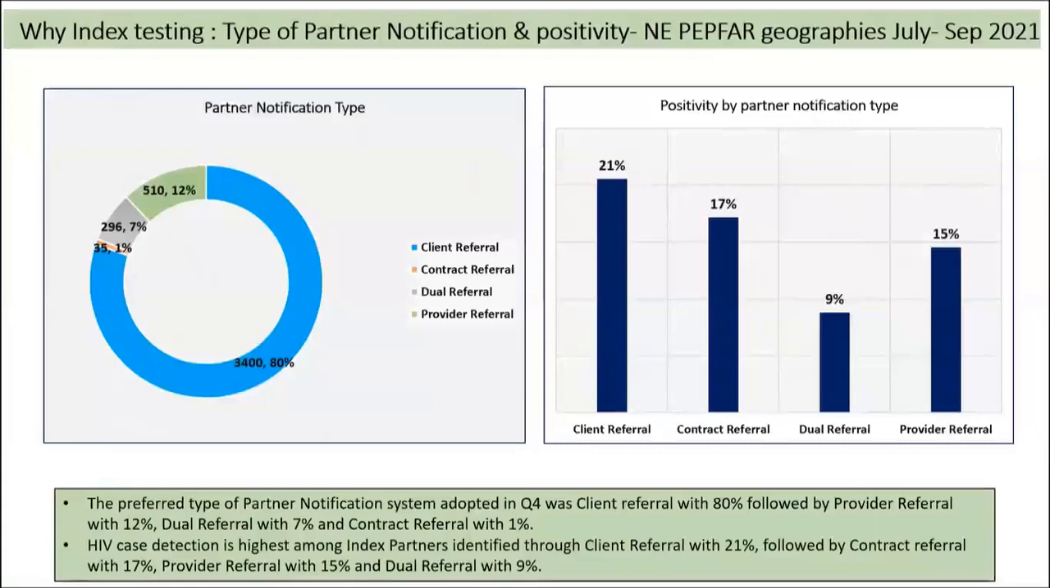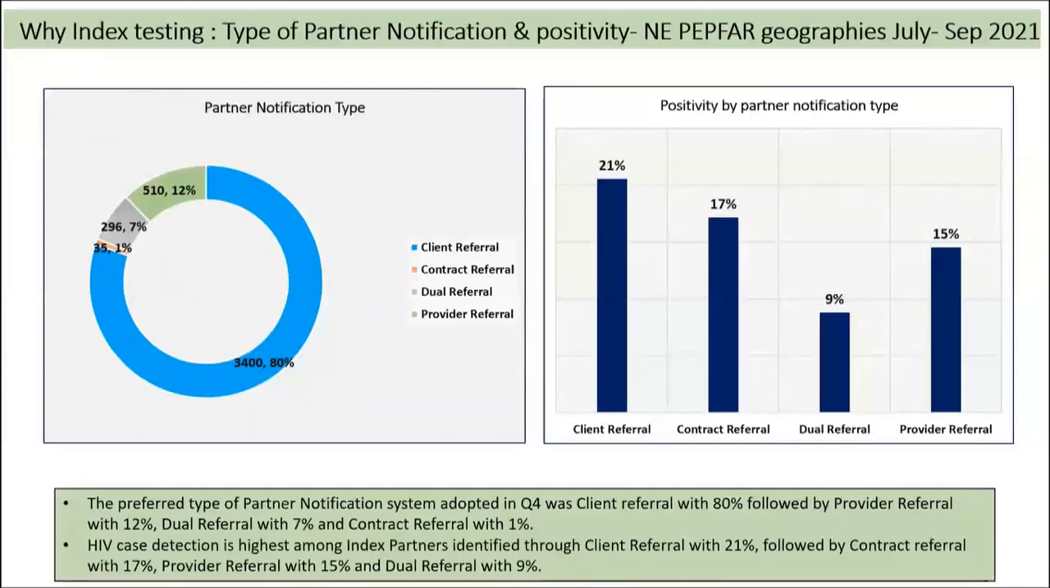Now I will briefly touch on why index testing is important. As we are already doing partner testing, and spouse testing to some extent at the facilities. This slide is basically data from the Northeast, where PEPFAR and CDC are working with the implementing partner ITAC. This data is for the July to September period, and we tried to understand the different partner notification strategies adopted by the clients.